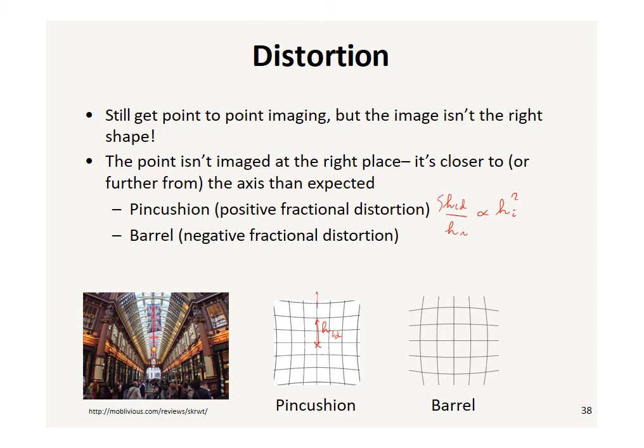If this number is greater than 1, we talk about pincushion or positive distortion. If the number is less than 1, we talk about barrel or negative distortion.